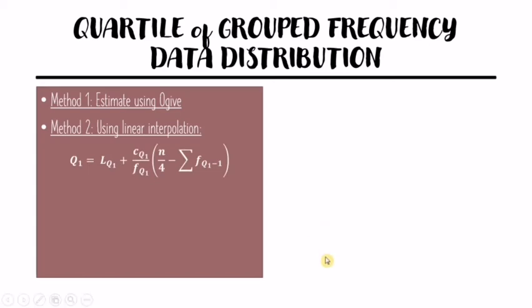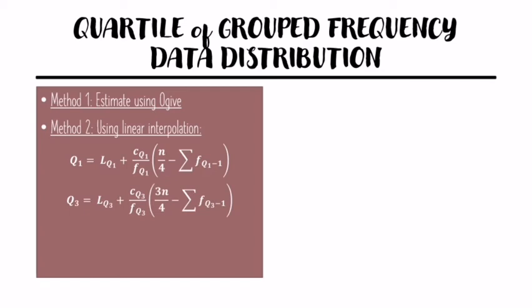So this is quartile 1. We have the lower boundary of the quartile 1 class plus the class size of quartile 1 divided by the frequency of quartile 1, in brackets n over 4, because quartile 1 refers to the first quarter of the data, so 1 over 4, minus the summation of f Q1 minus 1, the cumulative frequency of the class before the quartile class.